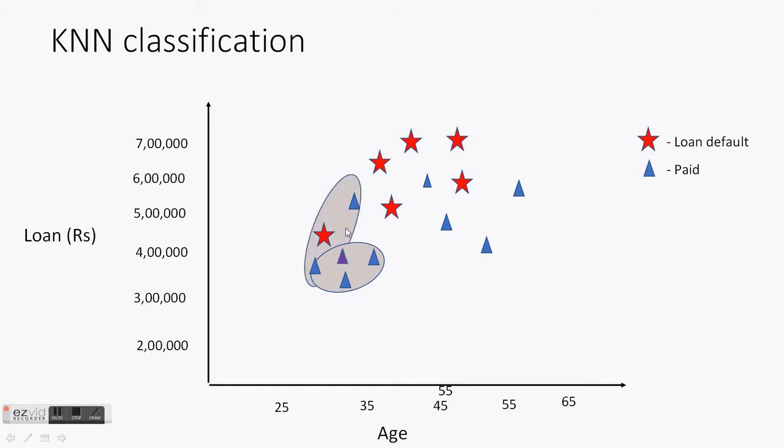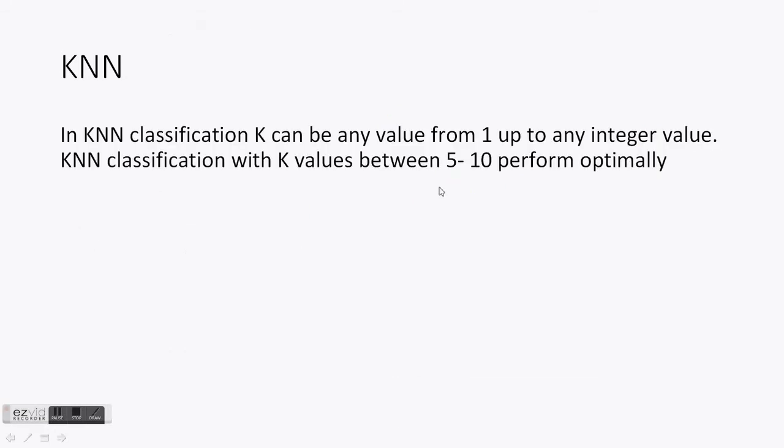Then it'll take the next 3 neighbors, and again it'll take the majority vote. Since you have 2 paid and one defaulter, the majority is paid, so it again chooses it as paid. Then it'll take these 3, since all the 3 have defaulted and the majority is defaulted, so it will make it as default, and so on and so forth. So k can be any value, and you can choose a value between 5 and 10 for optimal performance.